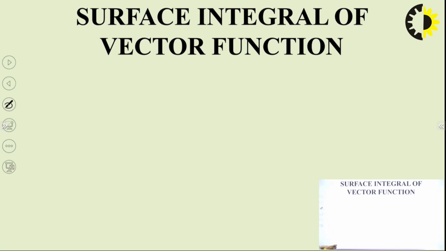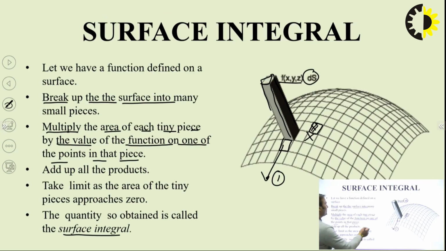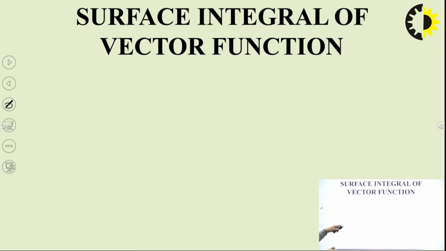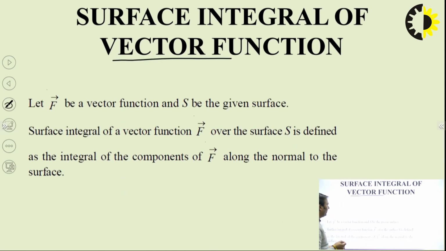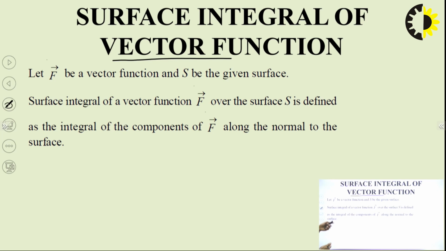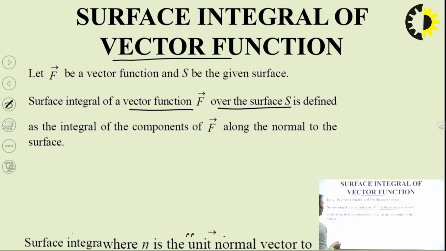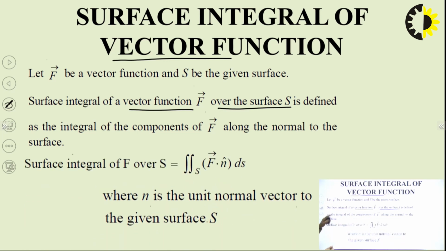Okay, now moving forward, students, the surface integral of a vector function. Basically, in the previous process, we had a function which is not a vector quantity, it is a scalar quantity. So what happens when we deal with the surface integral of a vector function? Here is the process. Let f be the given vector function, and S be the given surface over which this vector is working. Then the surface integral of this vector f over the surface S is defined by basically the integral of the component.